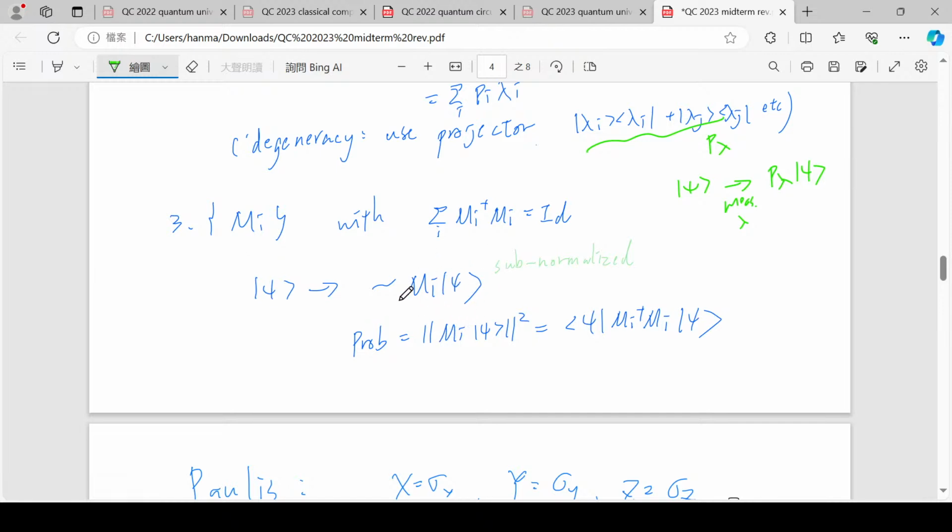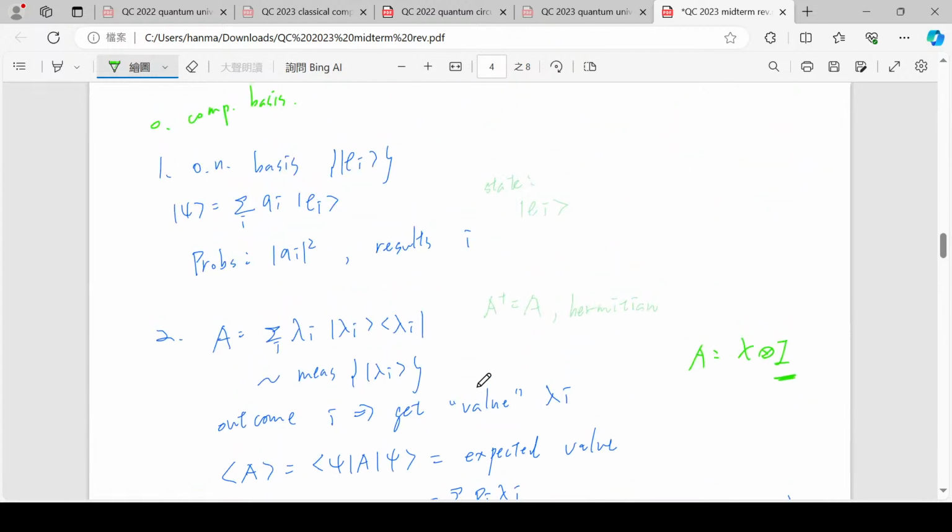And then you can calculate the probability here. The probability is the norm squared of your vector, so psi M_i dagger M_i psi. And then your actual outcome state is your normalized state, so you need to divide by the square root of the probability.